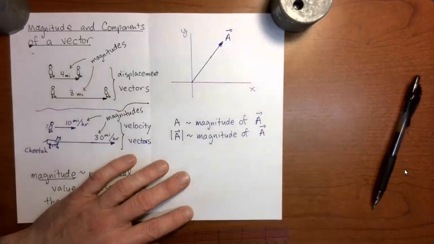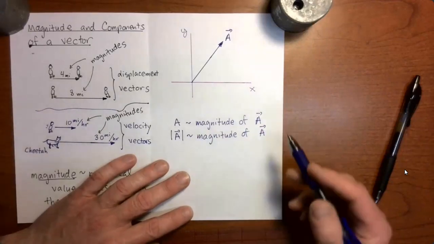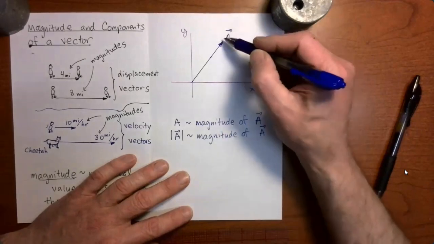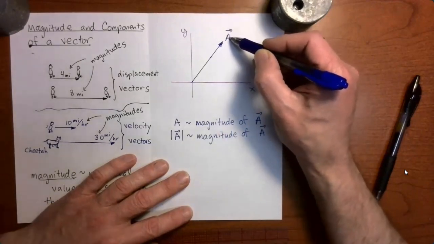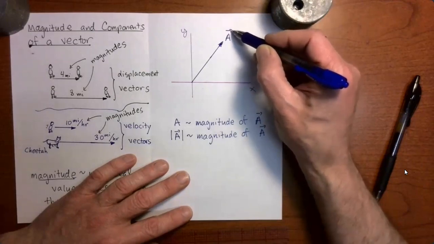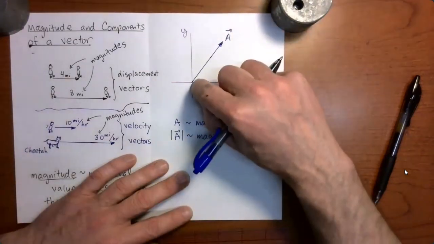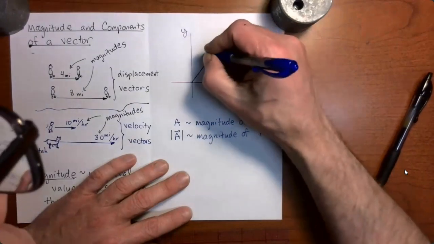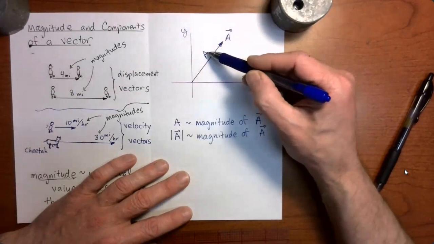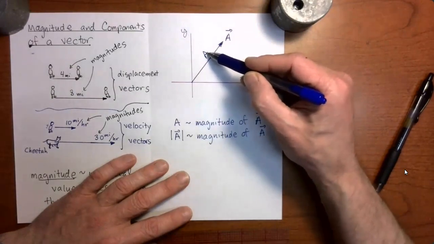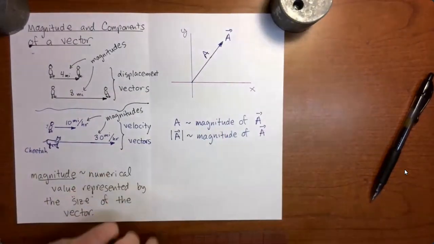What I generally like to do when I draw a vector is, near the tip of the vector, I put the notation which indicates the vector quantity itself. That would have the arrow on top. But then along the side of the vector, I put a notation which represents just the magnitude. So here I'm using just the letter A without the arrow on top to represent the magnitude.